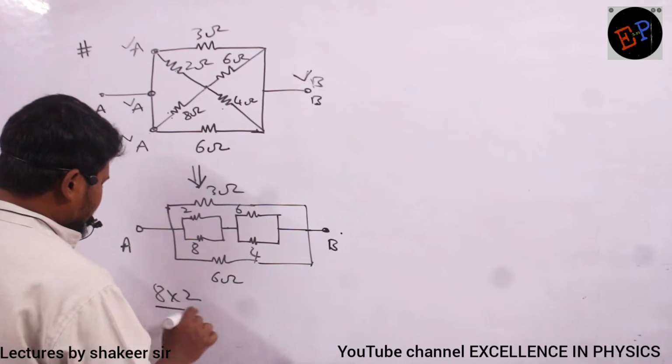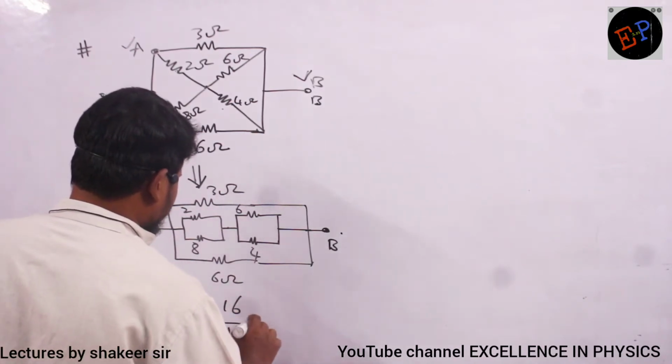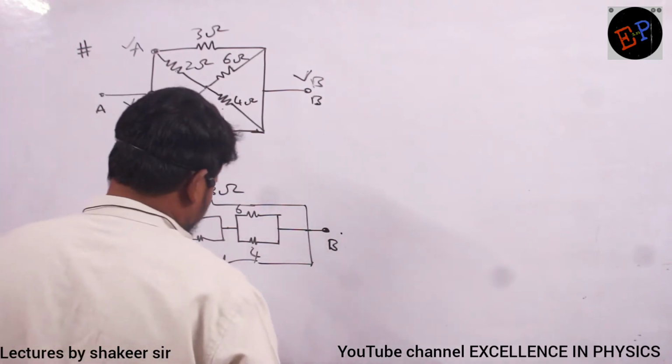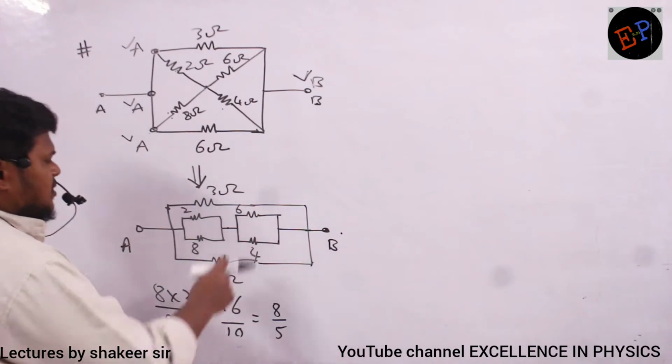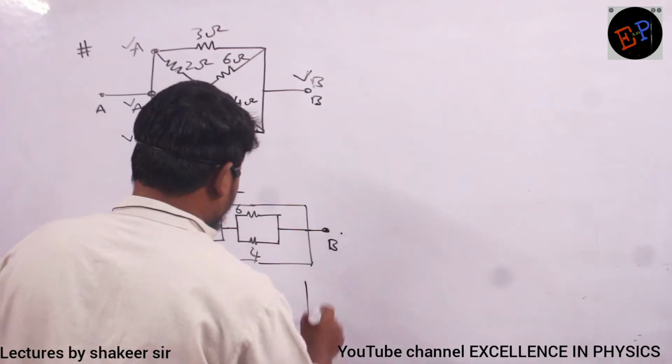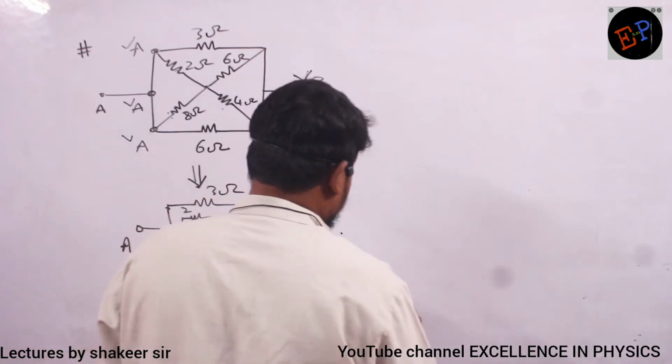So 8 into 2 by 8 plus 2. So 16 divided by 10. Okay? So I will divide by 2, 8 by 5. 8 by 5. 6 and 4 are also connected in parallel. So 6 into 4 by 6 plus 4. How much?